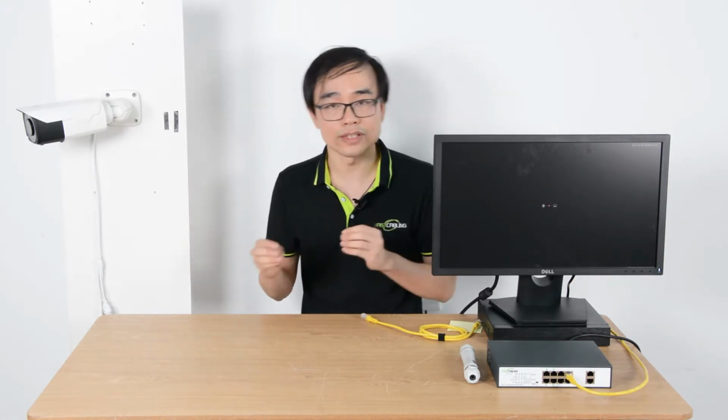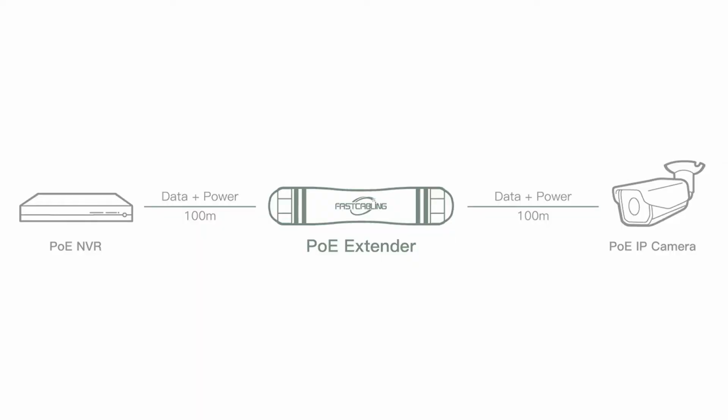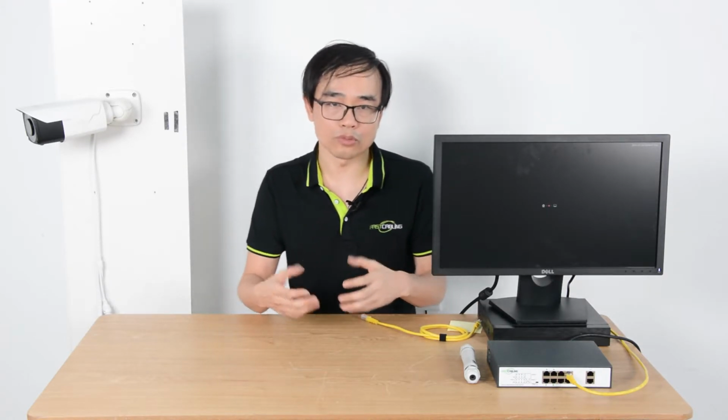Hi, today we are going to talk about how to extend PoE up to 500 meters. As we know, PoE, Power over Ethernet, is limited to 100 meters. We need to use a PoE extender to repeat the PoE network. One PoE extender can provide another 100 meters. But what if we have multiple points which require more than 200 meters?